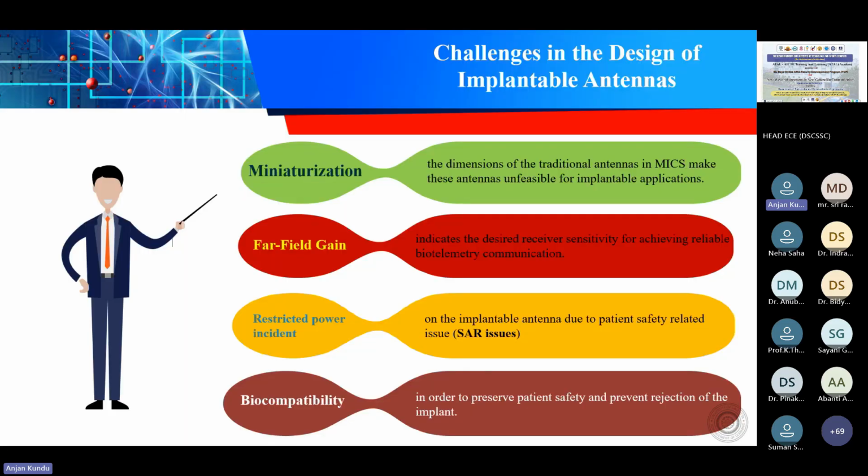So what I'm just telling you all, these are the personal challenges of an implantable antenna. I'm fast forwarding my slides just because I've already reached my limit. So first one, the miniaturization. Whenever we are placing an implantable biosensor within a body, size is a great factor. We have to make it as small as possible.